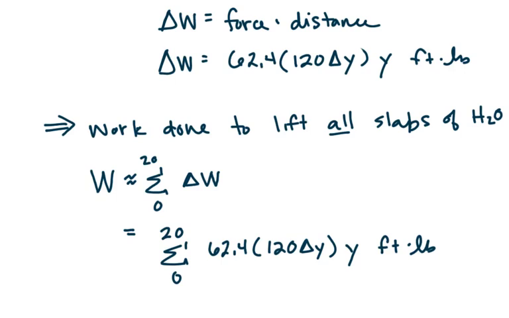And this is just the Riemann sum over the interval from 0 to 20. So essentially what we're doing is the integral of this, and delta y is the part, the integration with respect to y, when we think back about our Riemann sum definitions.